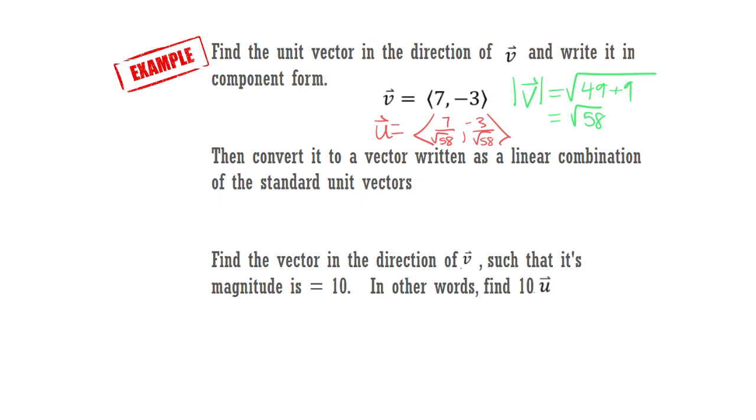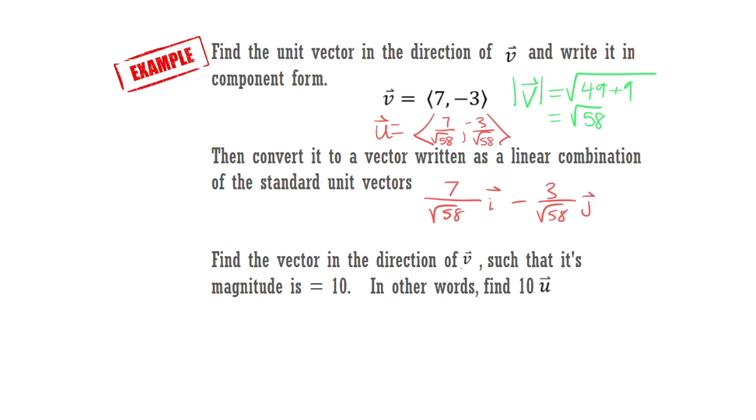Now they want me to convert it to a vector written as the linear combination of the standard unit vectors. All that means is changing it to a 7 over root 58 vector I minus 3 over root 58 vector J.